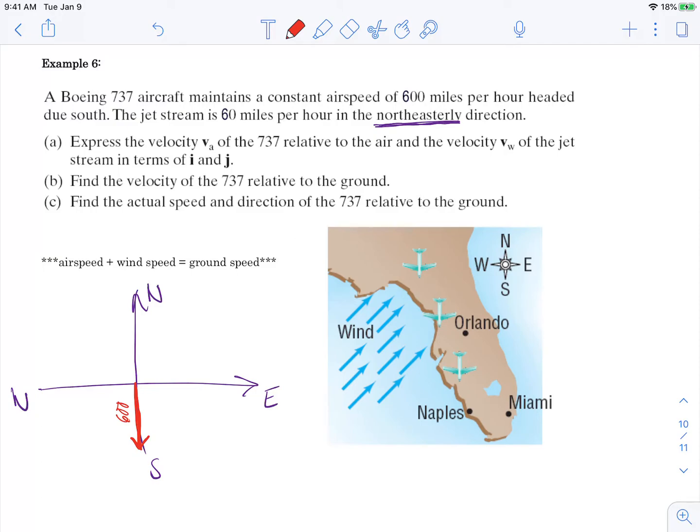Then we have this other vector that is northeasterly, so that's why I'm heading this way. And I know this doesn't look accurate because they look kind of the same length, but it works. Because this one is only 60 miles per hour, so it should be way shorter than the other one. So when it says northeasterly direction, I am going to put the 60 under here.